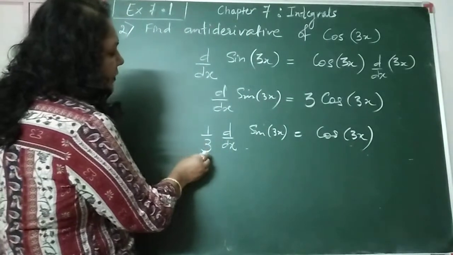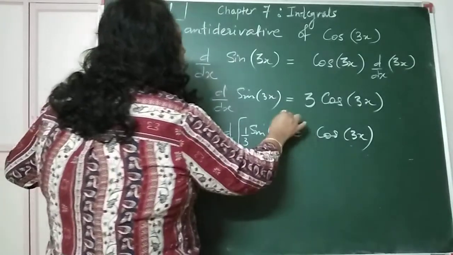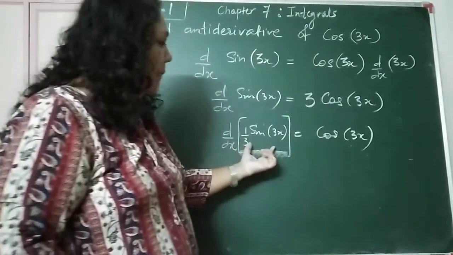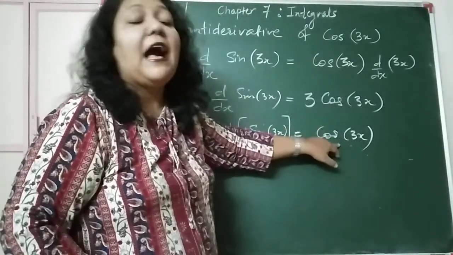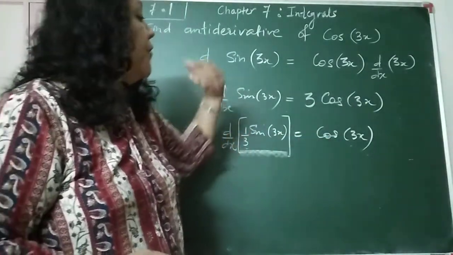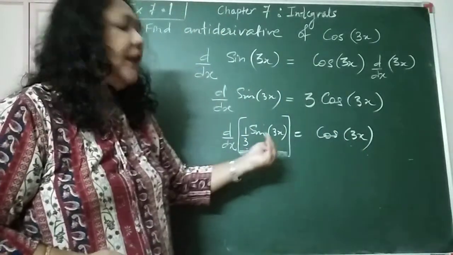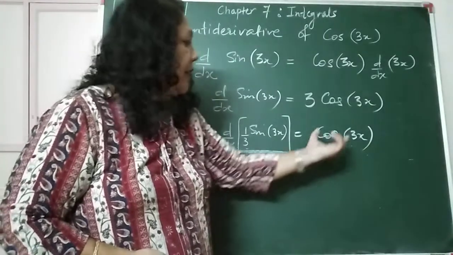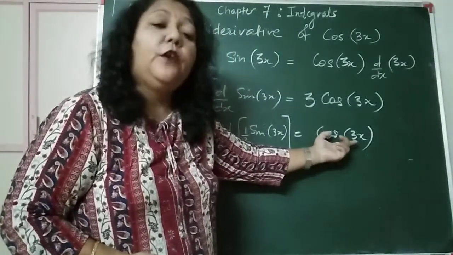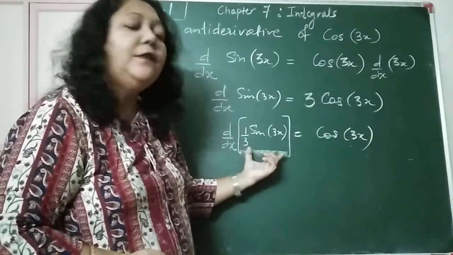Now this 1 upon 3 which is outside, I can just take it inside over here. So therefore I got, if I differentiate 1 upon 3 sine of 3x, I get the answer cos of 3x. So my question was find antiderivative of cos of 3x. यानी कि indirectly they are asking what will you get as an answer if you integrate cos of 3x. So if you integrate cos of 3x, the answer will be 1 upon 3 sine of 3x.